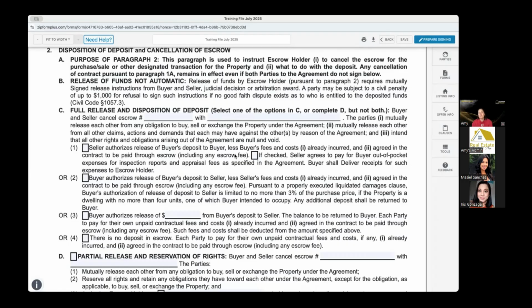Okay, this would just be like, oh, well, they didn't pay for their home inspection or they hadn't paid for the appraisal yet, right? Then that would be a buyer's fees or costs. And that's something already incurred.